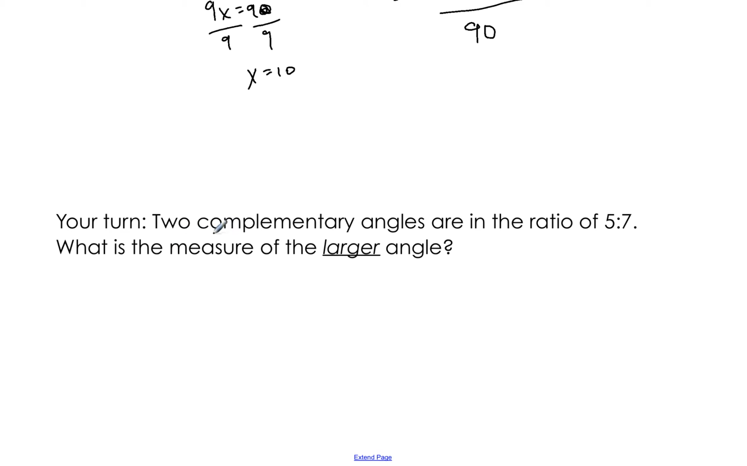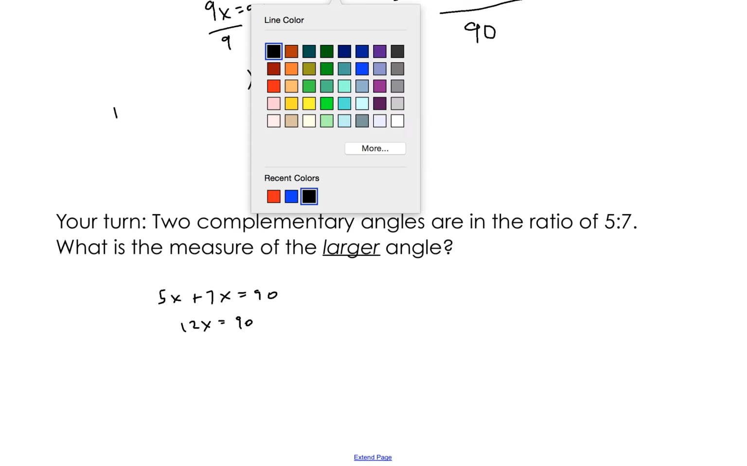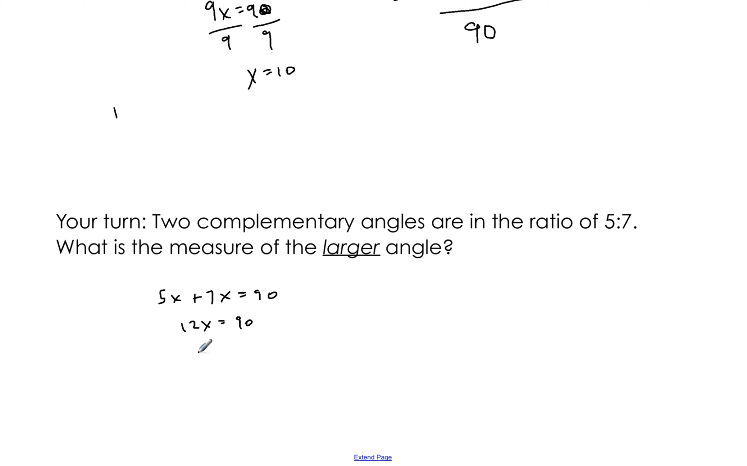Okay, two complementary angles are in the ratio of 5 to 7. What is the measure of the larger angle? So again, the way we're going to solve this problem is we're going to set up an equation of 5x plus 7x is equal to 90. When we combine like terms, we get 12x is equal to 90. Dividing both sides of our equation by 12, we get x is equal to 7.5.